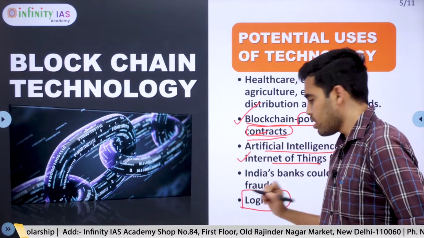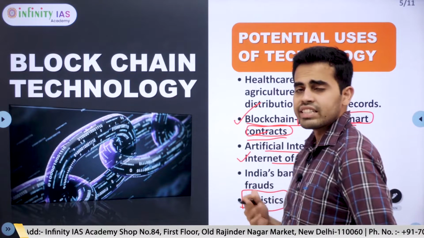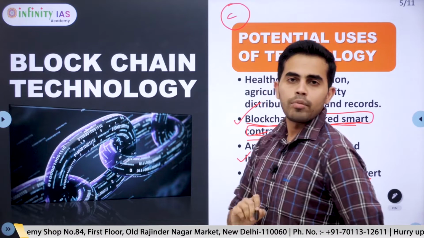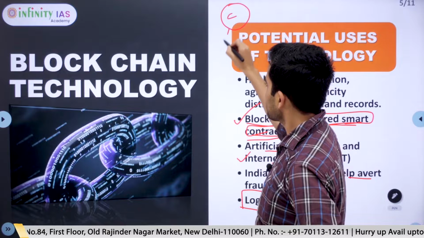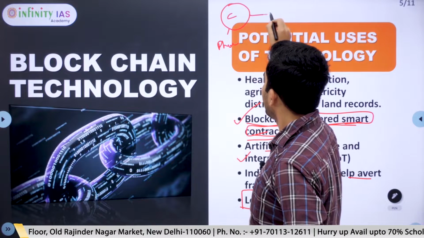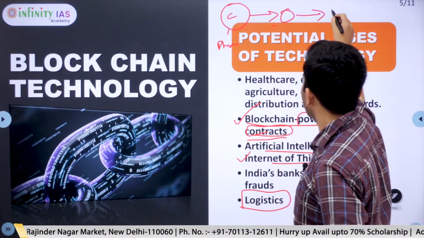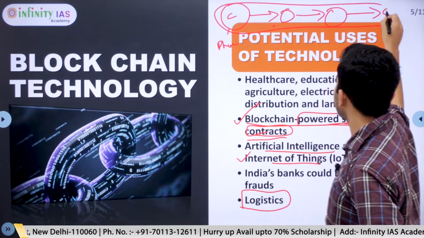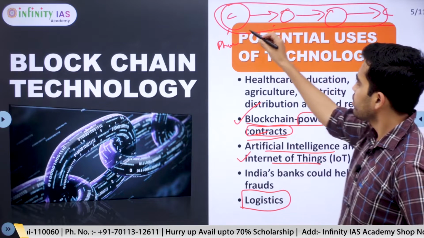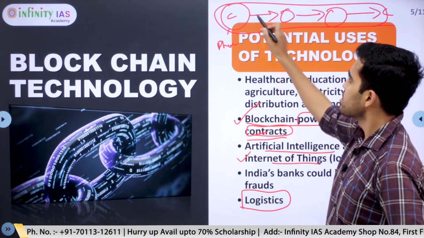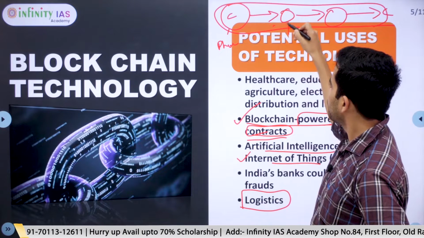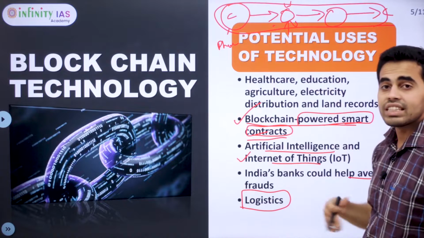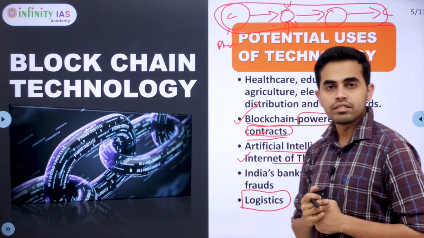Then comes logistics. So if we see what is logistics, for example, there is a company producing certain drugs, that is pharmaceuticals. It will be sent to a warehouse, then to a retailer, then to the customer. So this is a logistics chain. But what if the pharmaceuticals or the medicines that are being sent by the company are being tampered with in the warehouse? This will lead to the sale of spurious medicines or fake medicines.